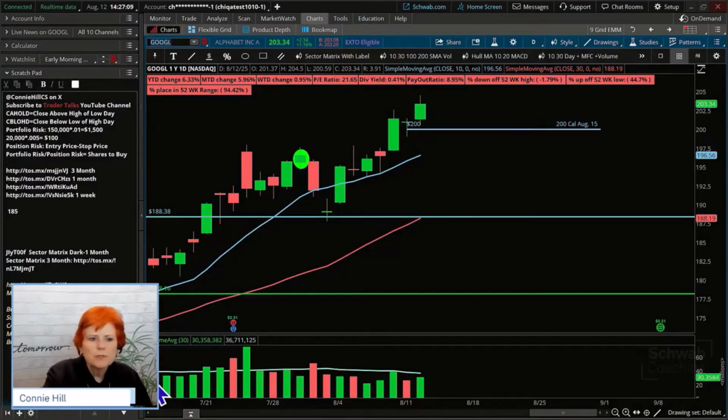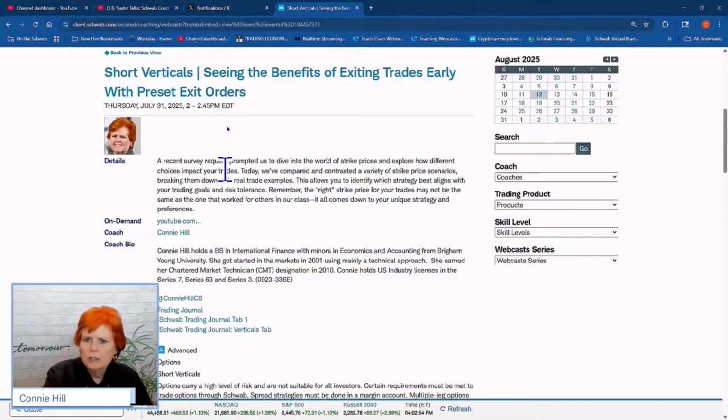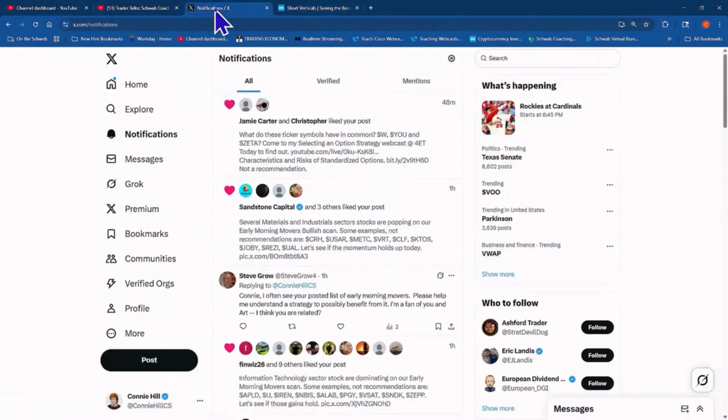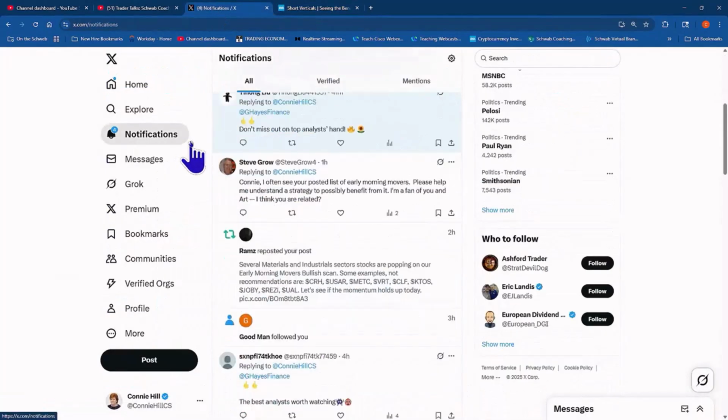I want to expose us to some new trades. Now, I sent a message out on my X account. I did a little post a little bit earlier today, and some of you may have seen this and some of you may not have seen this.